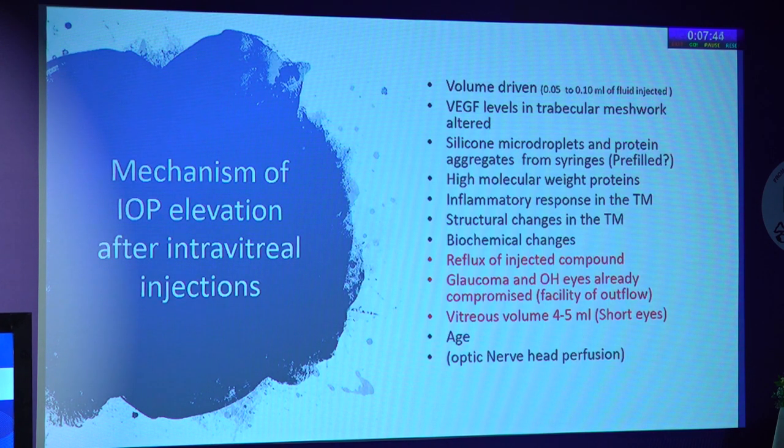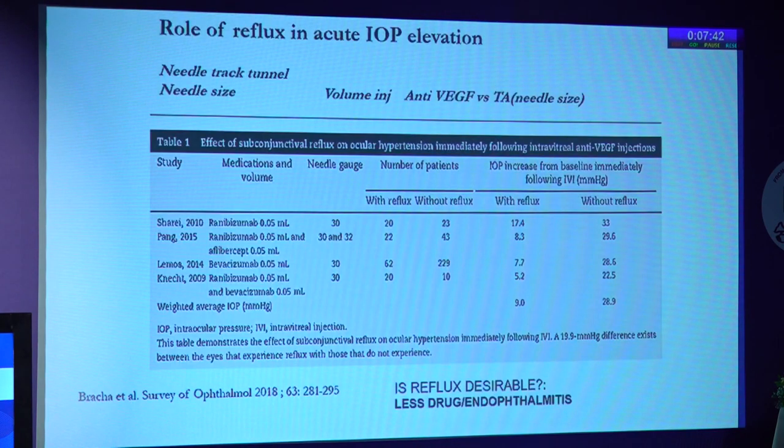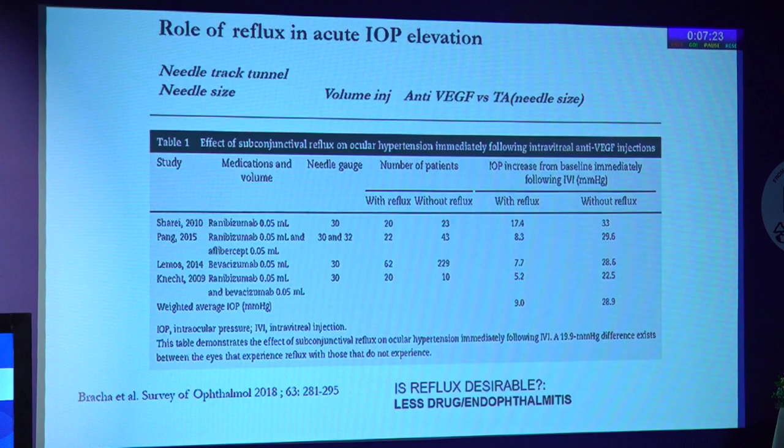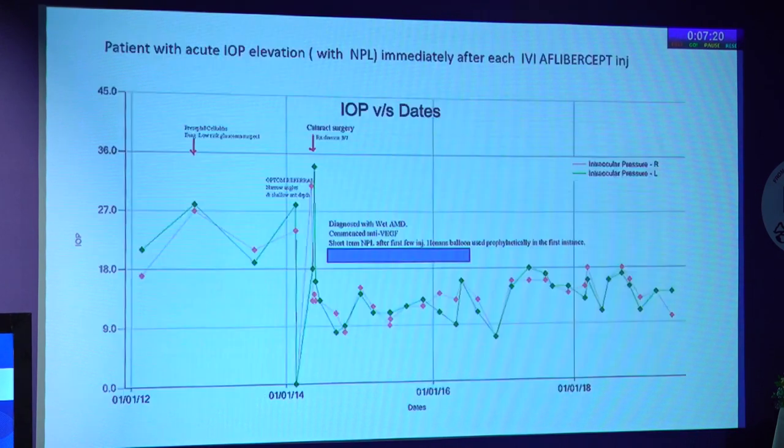Remember also that when you inject, sometimes you see a reflux and you quickly try and stop that reflux with a cotton bud or something. Is that good? Is that bad? But we know that with reflux, the intraocular pressure after injection is lower than without reflux. But one also worries, has a bit of the drug come out, does this reduce or increase the risk of endophthalmitis? But certainly reflux is part of the deal. Here are some examples of patients whom we've been monitoring for glaucoma, patients who had intravitreal injections, and here's an example of one.